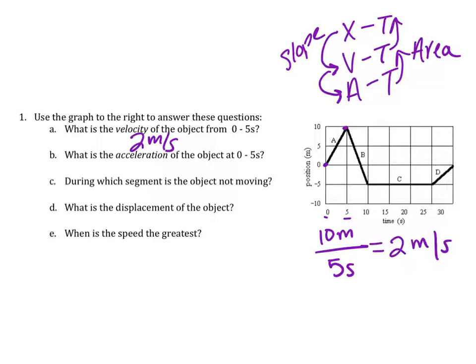Moving on to B, what is the acceleration from 0 to 5? This one just takes some thinking through. There's not actually any math involved here. You have a position graph and you want to know acceleration. To show acceleration on a position graph, you have to have a curved line of some sort, and we don't have a curved line here. We have a diagonal line. A diagonal line tells us that we have a constant velocity. If you have constant velocity, then you have no acceleration going on. So the answer to this question is 0.